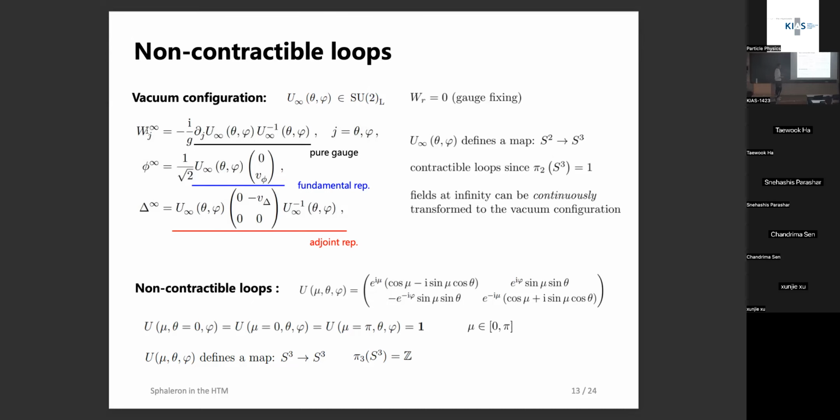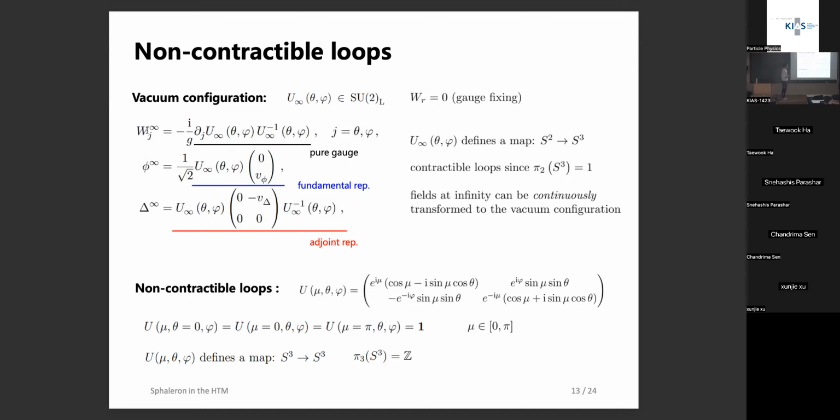Because the first identity corresponds to the pure gauge, which means the field strength vanishes at infinity. And the second identity comes from the fact that the Higgs doublet follows the fundamental representation of an SU(2) gauge group. And the third identity comes from the triplet scalar transforming as the adjoint representation of the SU(2) gauge group.